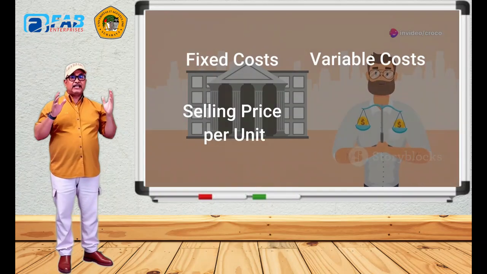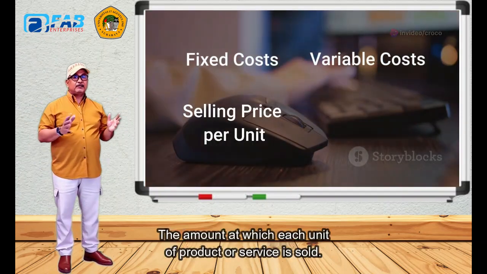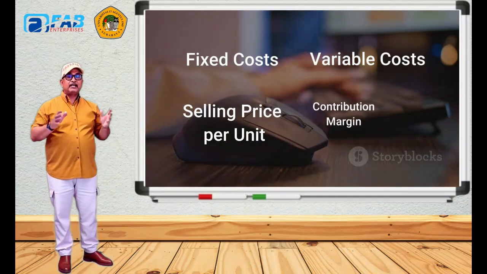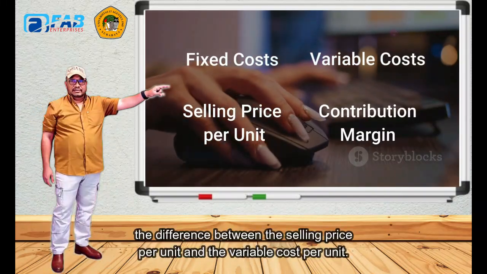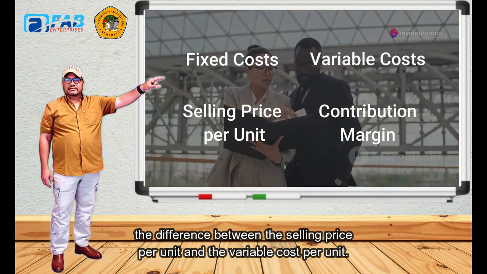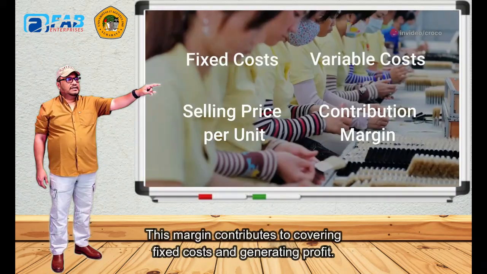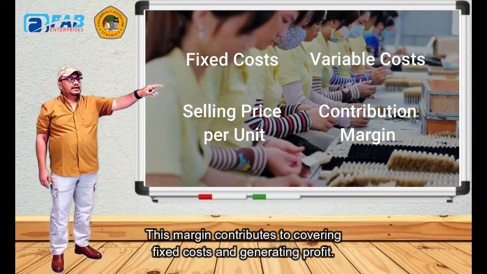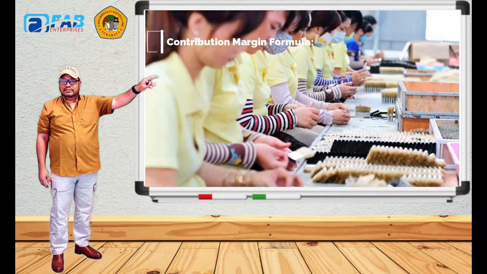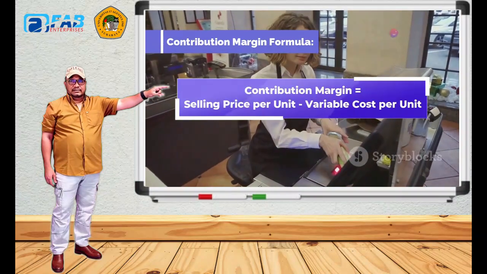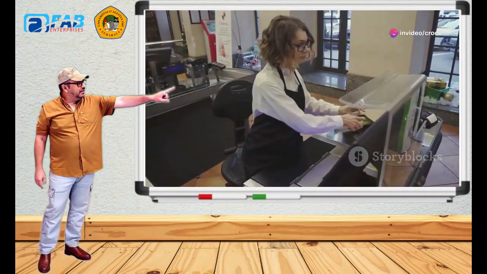3. Selling price per unit. The amount at which each unit of product or service is sold. 4. Contribution margin. The difference between the selling price per unit and the variable cost per unit. This margin contributes to covering fixed costs and generating profit. Contribution margin formula: contribution margin equals selling price per unit minus variable cost per unit.